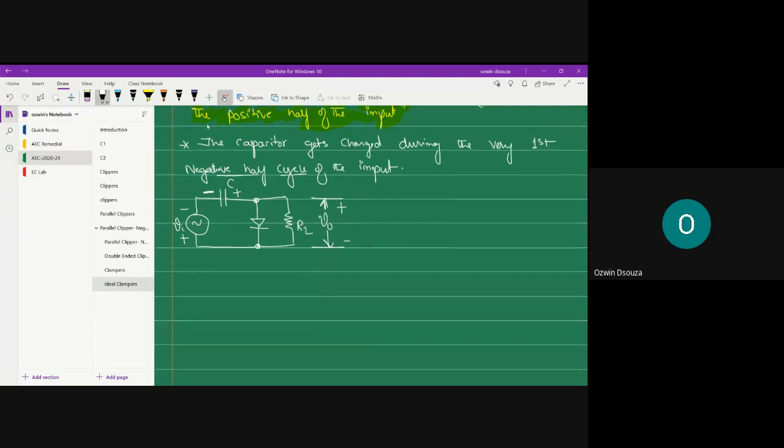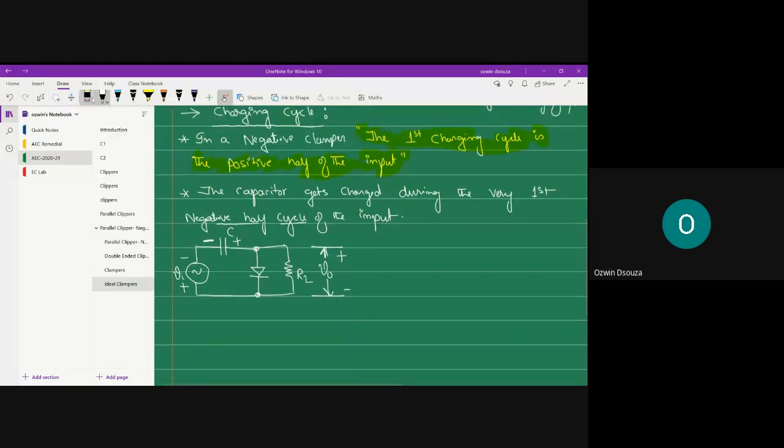I'm so sorry. Positive half cycle, right? I should have changed. Positive half cycle now, because we were talking about the negative clamper. As you have been told, the negative clamper charges in the positive half cycle. Positive half cycle of the input. So this is plus and the opposite side is minus. All right, so this is VC, the capacitor voltage.